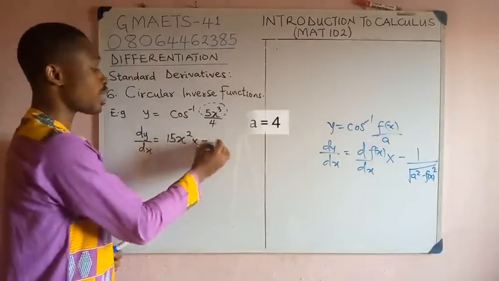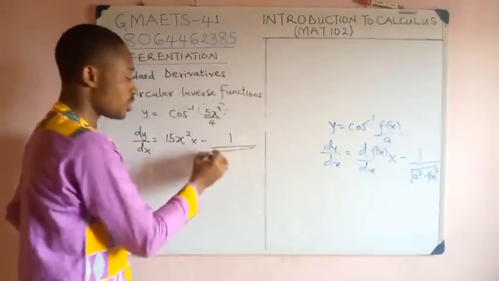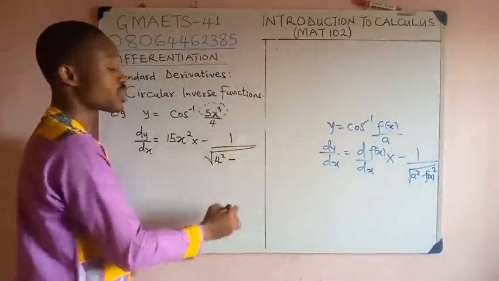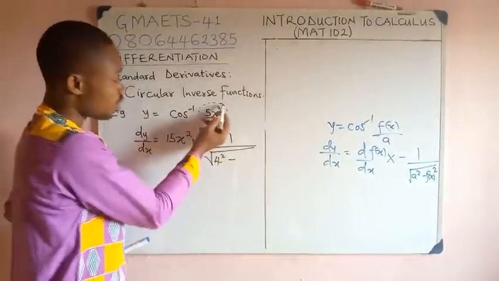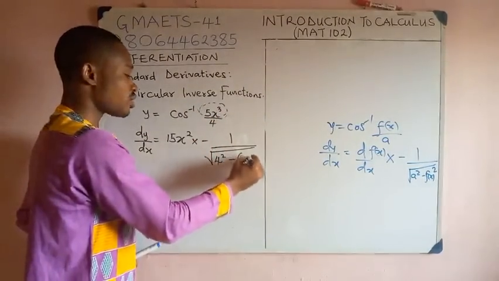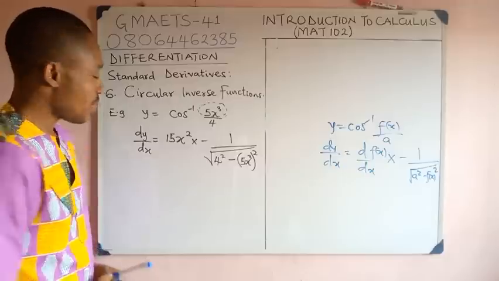So this will be times minus 1 all over a squared, that is in the square root here, a squared, and our a is this 4. So it will become 4 squared minus f of x squared. All this numerator term here is our f of x, so it's going to be 5x cubed, then all squared. Does it make sense? Let's simplify this.